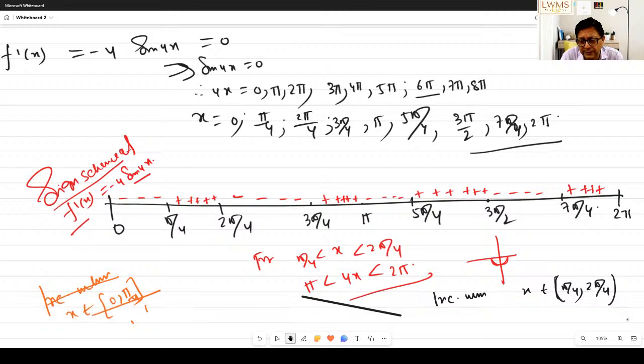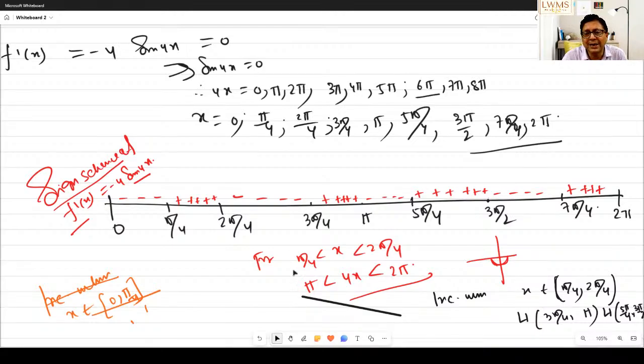Increasing here. Just write union of three pi by 2. Clear? Done? And decreasing on the alternate intervals.